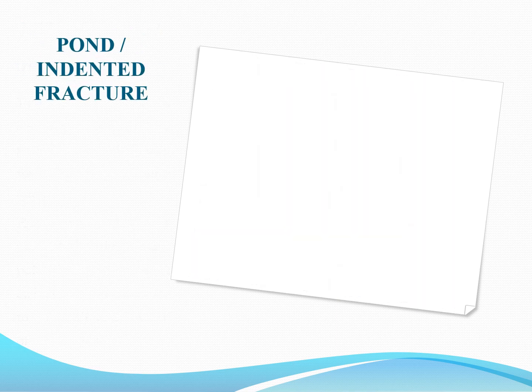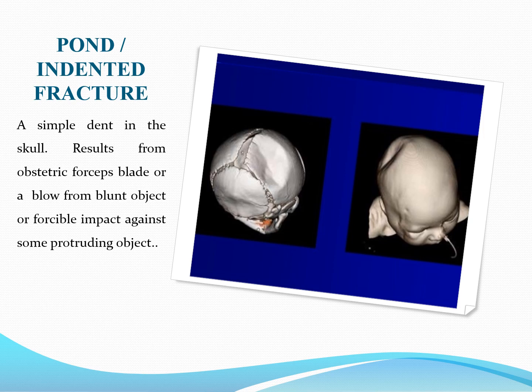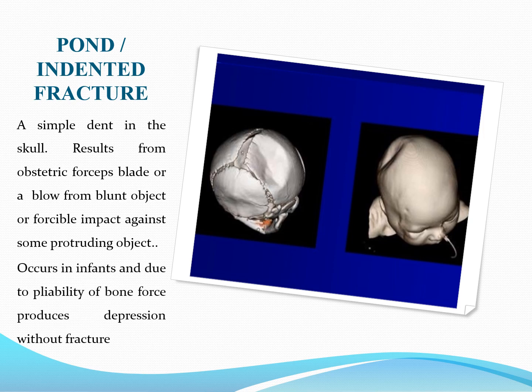Indented fracture is simply seen as a dent in the skull, and it commonly occurs in infants, because due to the pliability of the infant bone, force produces depression without fracture. It commonly results from the application of the obstetric forceps blade, or a blow from a blunt object, or forcible impact against some protruding object.